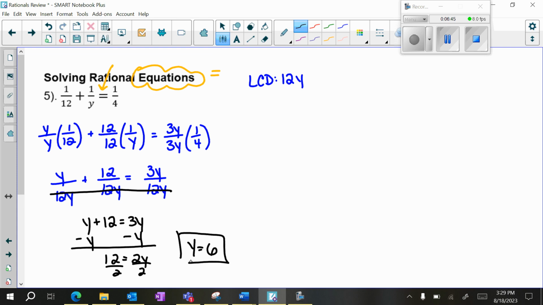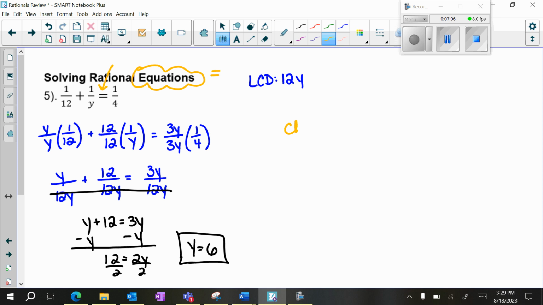You always want to make sure when you're solving that your answer is not an extraneous solution. It would be an extraneous solution if, when I substitute back into the original function or the original equation, my denominator is 0. So if I plug 6 back in, I'm not going to get 0.